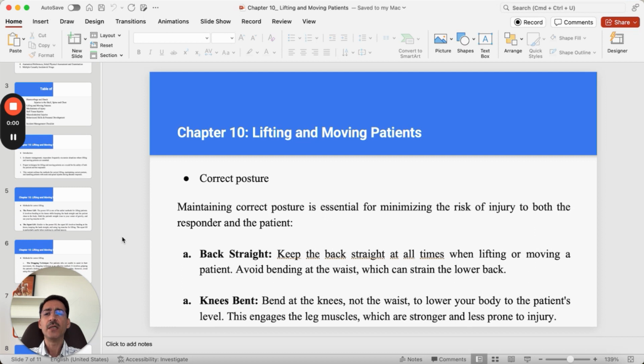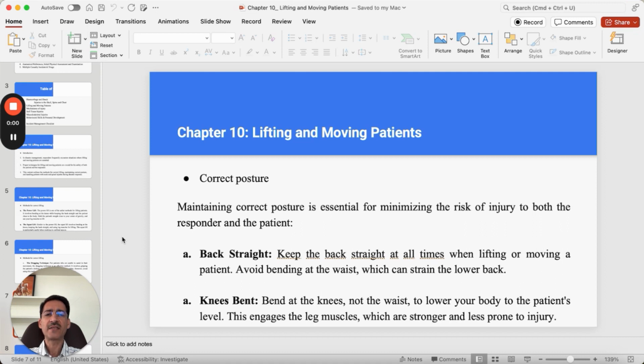Correct posture. Maintaining correct posture is essential for minimizing the risk of injury to both the responder and the patient. Back straight. Keep the back straight at all times when lifting or moving a patient. Avoid bending at the waist, which can strain the lower back. Knees bend. Bend at the knees, not the waist, to lower your body to the patient's level.